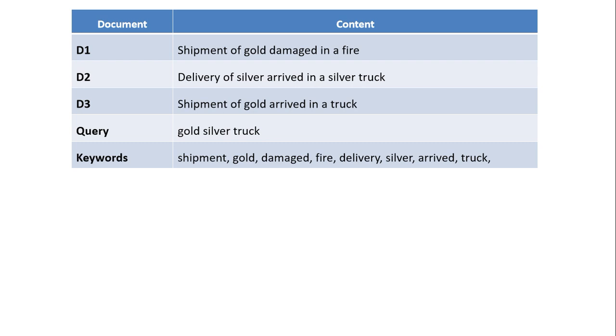Now here 3 documents are there, D1, D2, D3. D1: shipment of gold damaged in a fire. D2: delivery of silver arrived in a silver truck. D3: shipment of gold arrived in a truck. So these 3 documents are there. Now our query is gold silver truck. To process this, first we require to find out the keywords from D1, D2, D3. There is no stop word or extra words in the query, so all are perfect words, that is gold silver truck. Now from D1, D2, D3 we can extract the keywords. So we are getting shipment, gold, damage, fire, delivery, silver, arrived, truck as keywords from the documents.